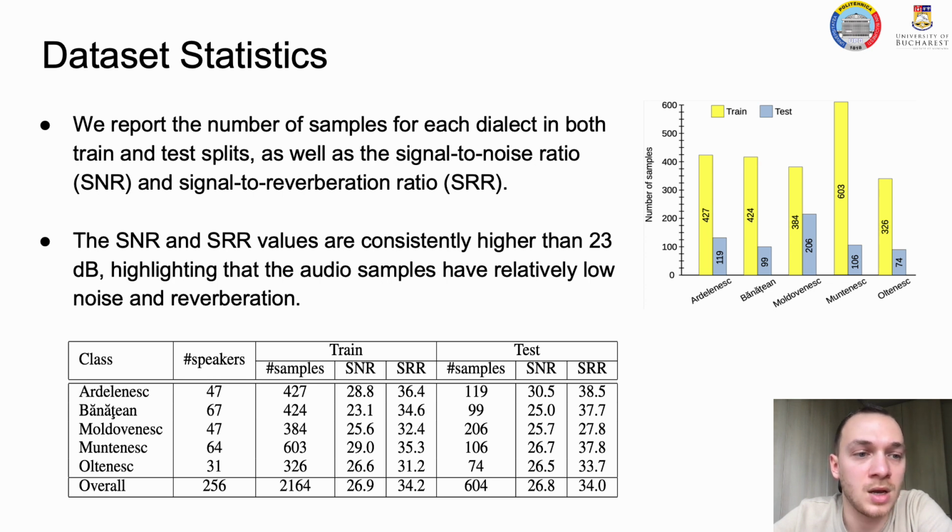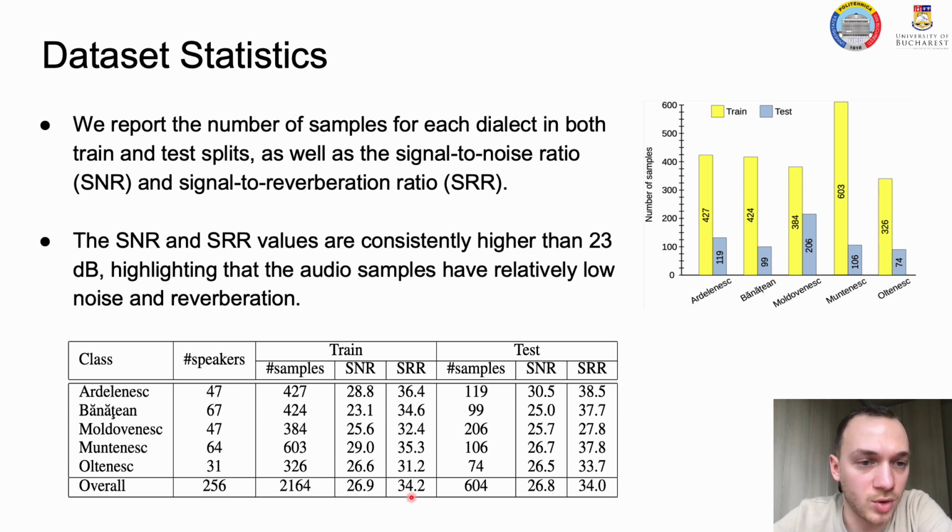In the below table, we can see the class, which stands for the dialect: ardelenesc, bănățean, moldovenesc, muntenesc, oltenesc, the number of speakers, and the train and test splits. For each split, we can see the number of samples, the SNR and SRR. Also, the last row is the overall statistics. Here we have the overall number of speakers, samples, and the average SNR and SRR.